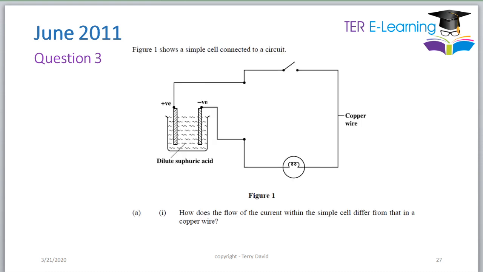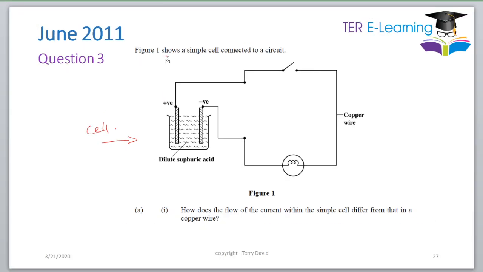So let's move on to number 3. Number 3 shows a simple cell connected to a circuit, right? So this is a simple cell. They didn't label it for you, but this is a simple cell, so that is providing power to the circuit, right?